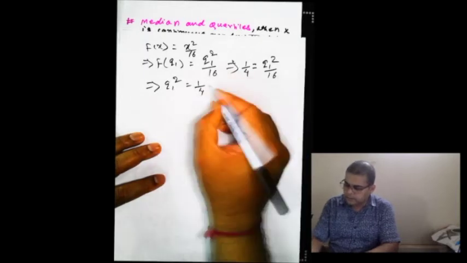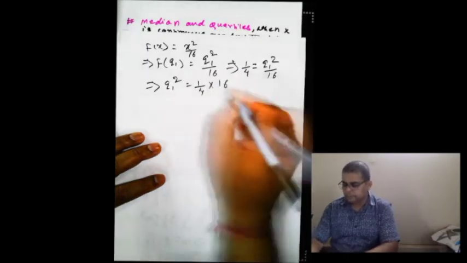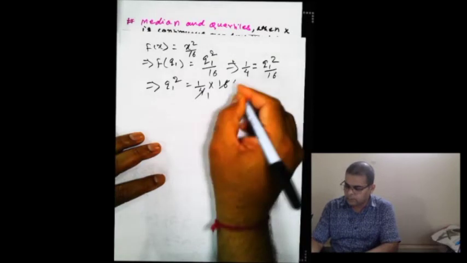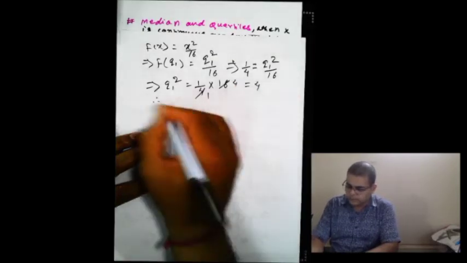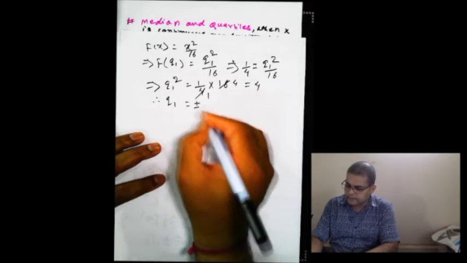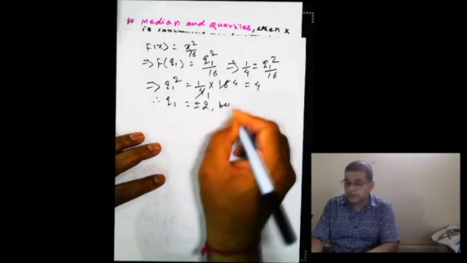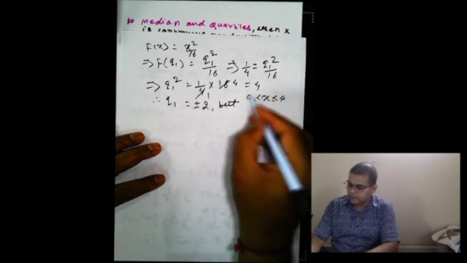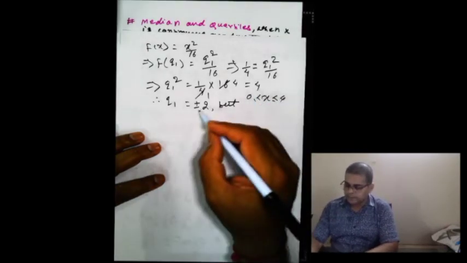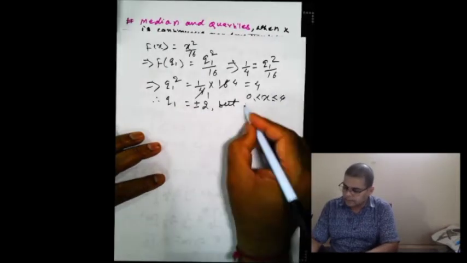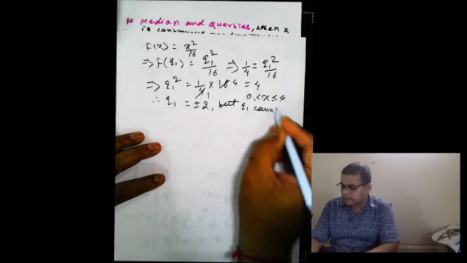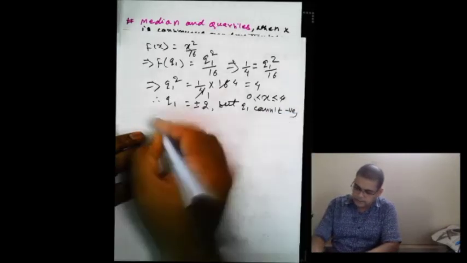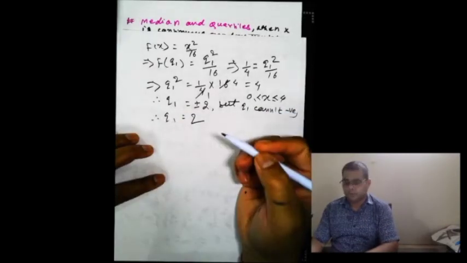If you transpose, it's going to be 16 times 1 by 4, so 4 ones are 4. Therefore your first quartile value is plus minus 2, but you take only the positive value because x is between 0 and positive 4. So the negative value of Q1 is not valid here. Q1 can't be negative in this case. So therefore the Q1 value is 2. So we have got the value for Q1, and now we shall calculate the value of Q3.